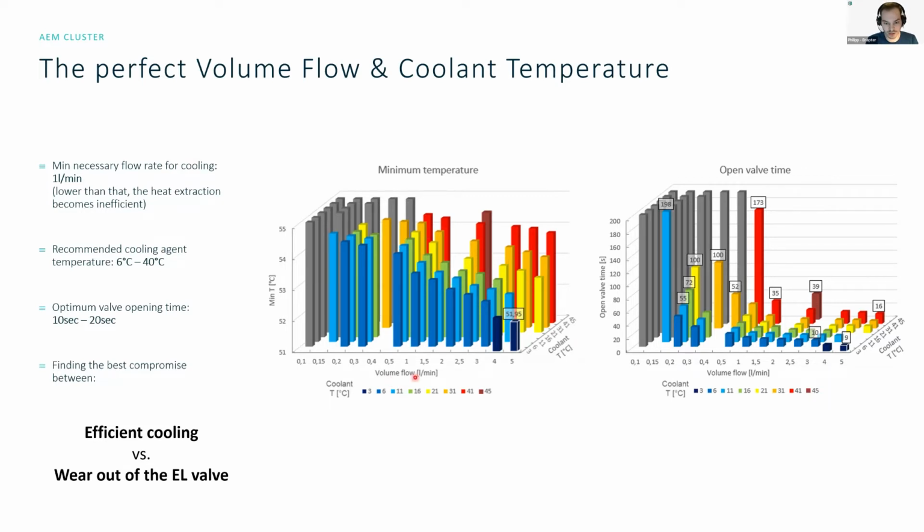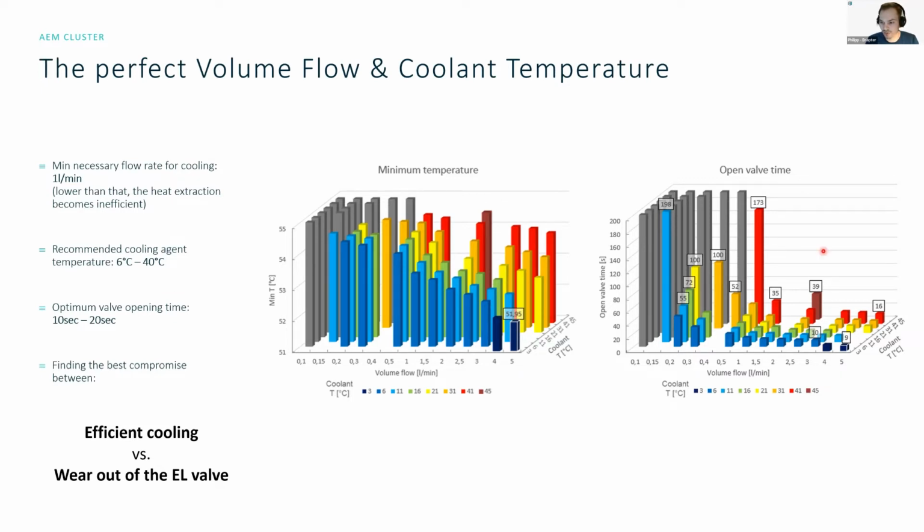And when we are looking at these 1 to 2 liters per minute, then we can see, okay, we are somehow in this range, and then we have cooling temperatures of around, let's say, 16 to 30 degrees. We are recommending here 6 to 40 degrees. So that's the total range that you potentially could use, but perfectly it is around 20 to 25 degrees.